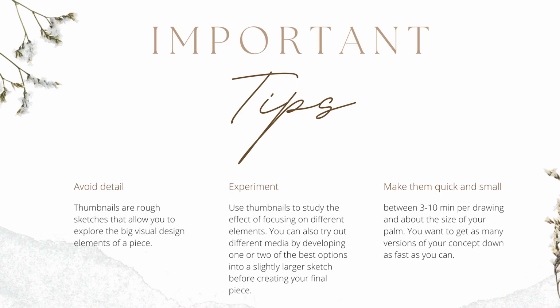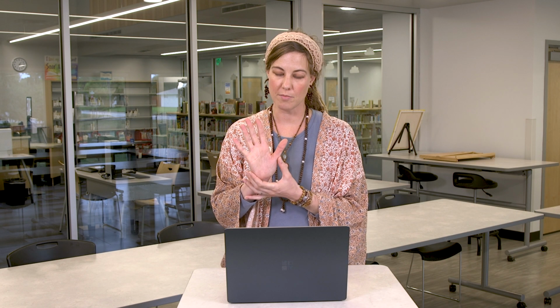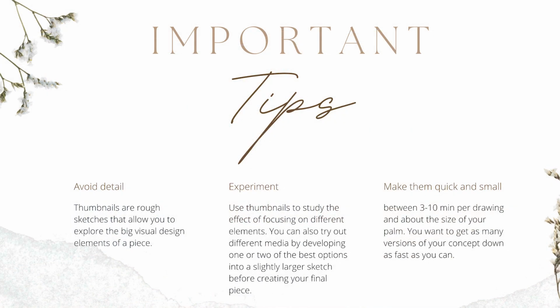So some very important tips when creating your thumbnails. You want to make them small. You want a thumbnail to be about the size of your palm. You want to leave room between them on the page. Don't kind of crowd them together. Don't just draw a grid and draw a thumbnail in each one of the squares. So avoid too much detail. That's part of making it small. They are rough sketches. They're just there so you can see what it would look like.